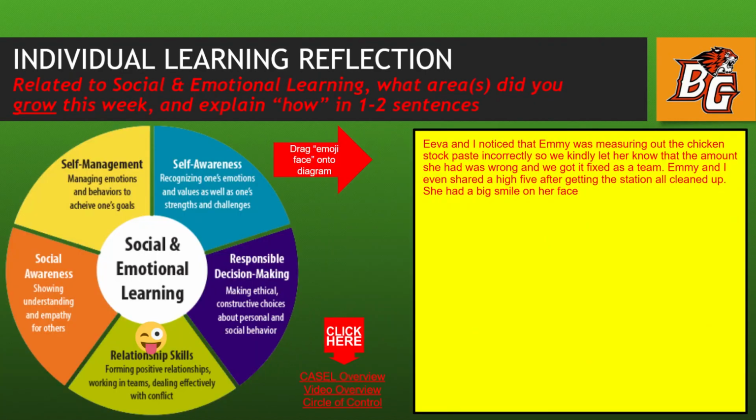The last slide is your SEL slide. And so here you're going to reflect on your self-management, your self-awareness, your responsible decision-making, relationship skills, and social awareness. So you're going to think about social emotional learning, okay? And then you're going to reflect. You're going to write 1 to 2 sentences about how it's going. And again, there's directions at the top of every slide related to social and emotional learning. What area or areas did you grow this week, and explain how in 1 to 2 sentences.